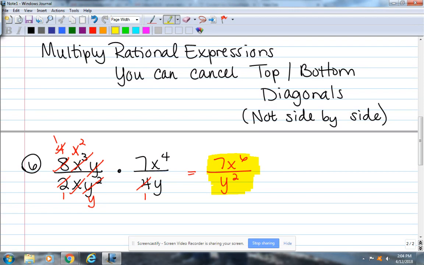So you can cancel out top and bottom and diagonally, but not side to side. And when you're finished canceling out everything, then you can multiply side to side, but you can't cancel side to side.